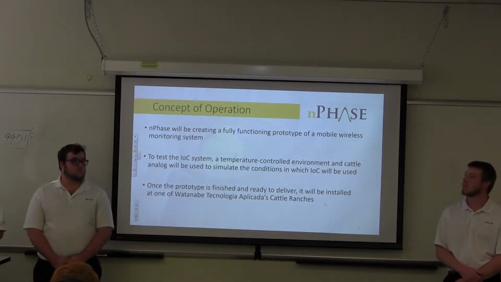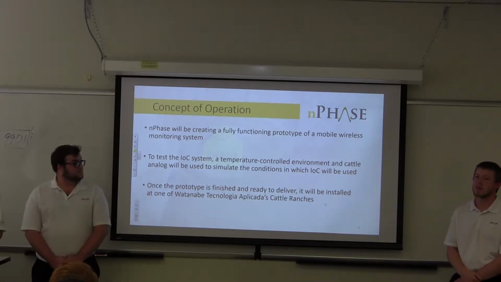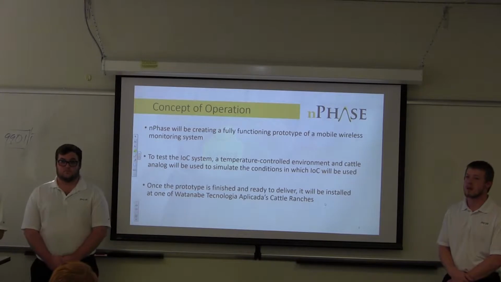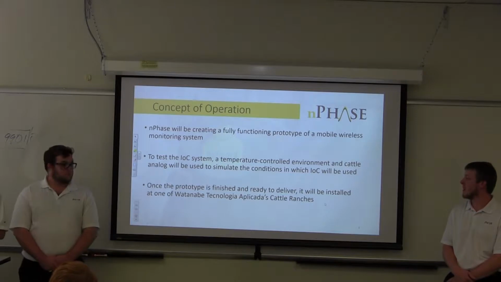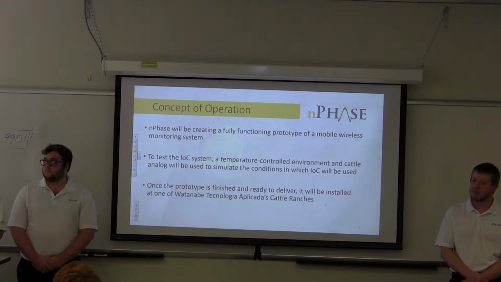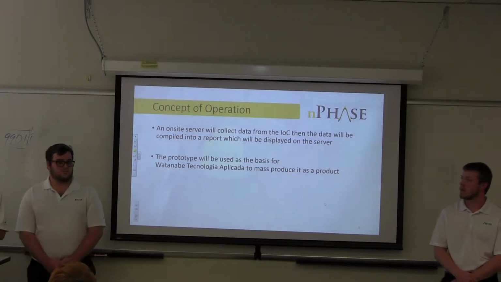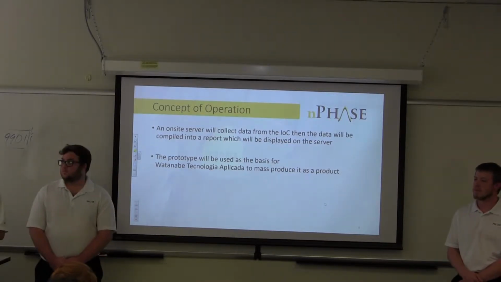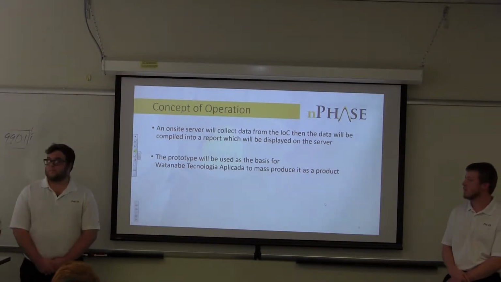For our concept of operation, we will be creating a fully functional prototype of a mobile wireless monitoring system. To test the IOC system, a temperature-controlled environment and cattle analog will be used to simulate the conditions that the IOC prototype will be used in. Once the prototype is finished and ready to be delivered, it will be installed by WTA at one of their cattle ranches. An on-site server will collect data from the prototype, and the data will then be compiled into a report and displayed on the web page. The prototype will be used as the basis for Watanabe Tecnologia Aplicada to mass produce it as a product.